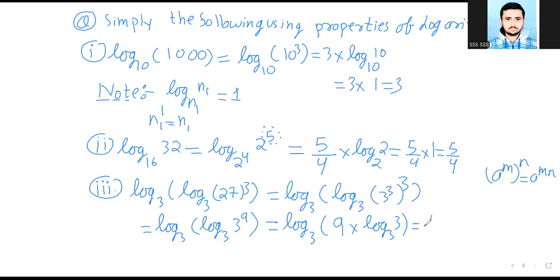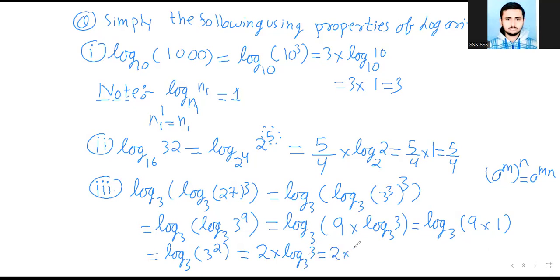So this becomes log base 3 of 9 times log of 3 base 3, which would be 1. Now, log of base 3 and 9 is 3 squared. This 2 can be converted to multiplication. So you get 2 times log 3 base 3. This is equal to 2 into 1, which is equal to 2. So these are a few basic questions. Let's start a few basic examples.